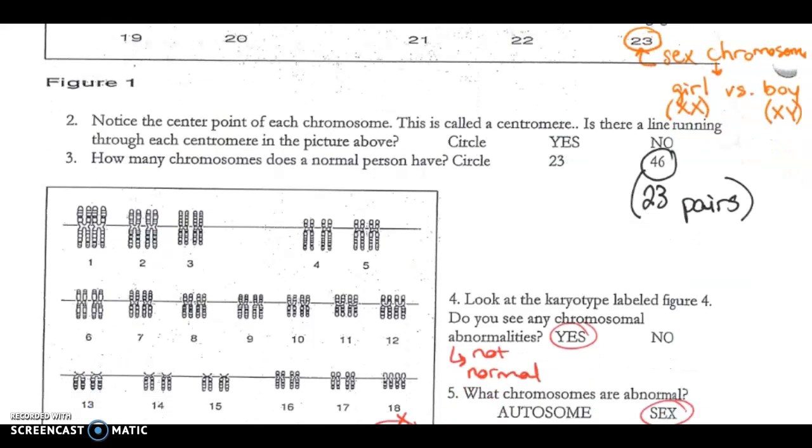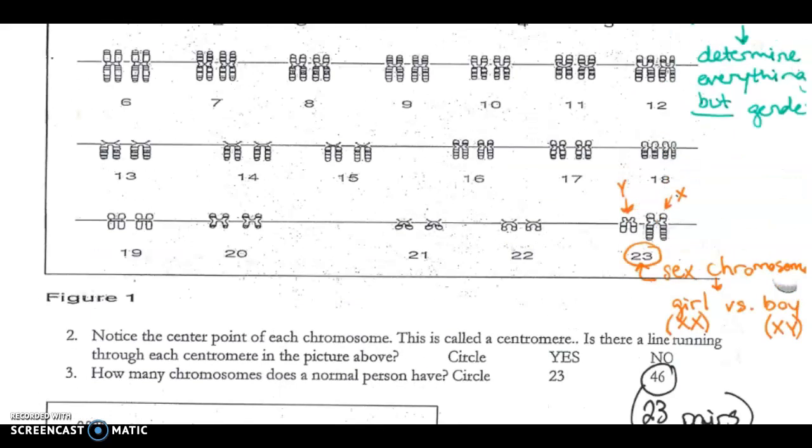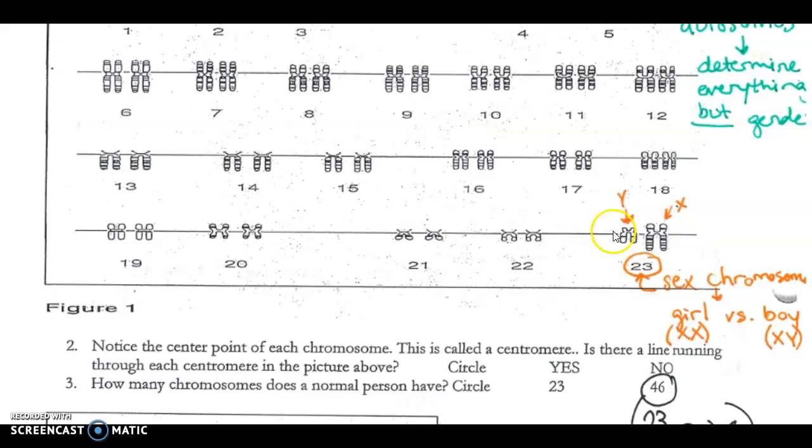It says, how many chromosomes does a normal person have? Well, normally we have 23 pairs, so 23 times 2 would be 46.